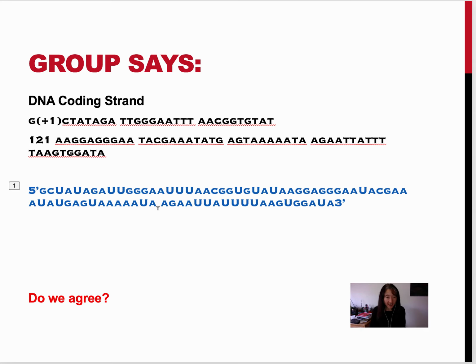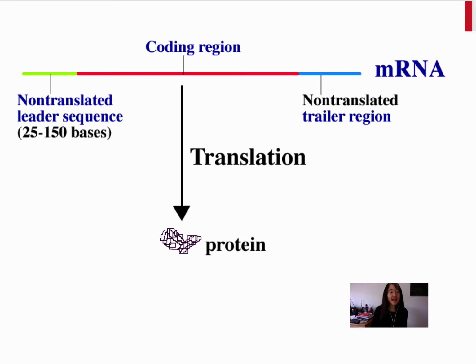So when we look at an mRNA, this mRNA has multiple regions on it, and not every one of these regions is going to get converted into protein product. In fact, only the center coding region that I've shown in red here will be translated. That means that upstream of the translated region is a non-translated leader sequence. Downstream of the translated region is a non-translated trailer region.